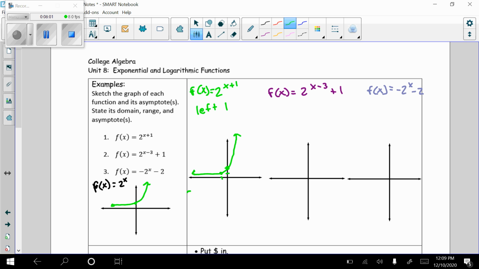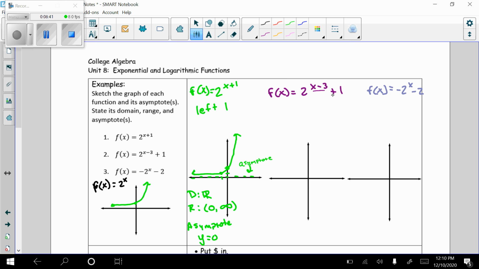Okay, so your domain for this graph is still all real numbers. Your range is still going to go from 0 to infinity, where it's never reaching 0. And your asymptote is still going to be y equals 0. All right, so those relationships as before are still there.